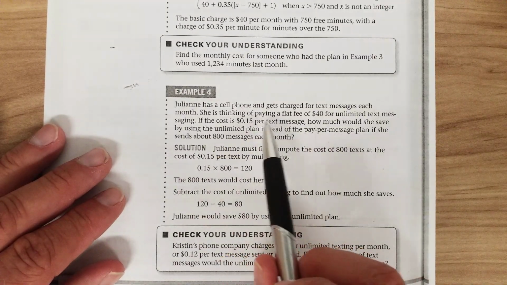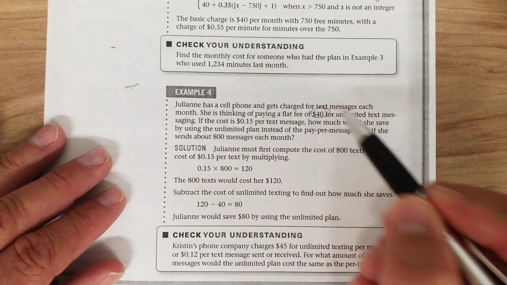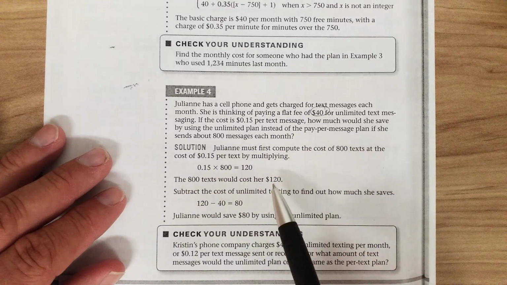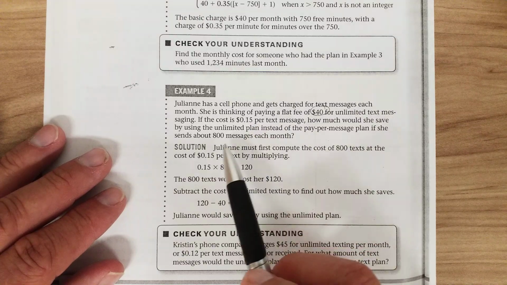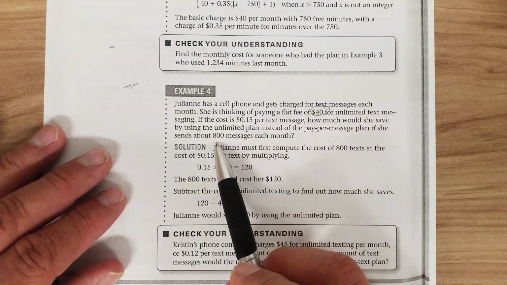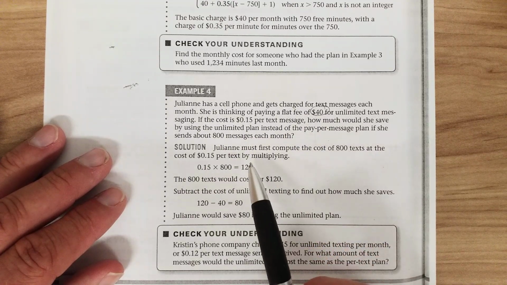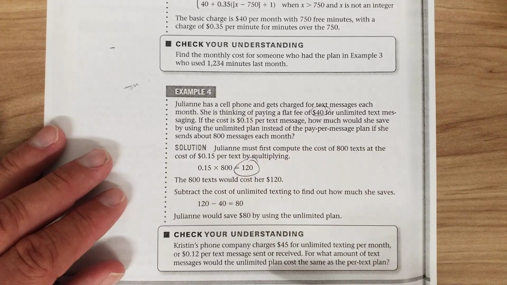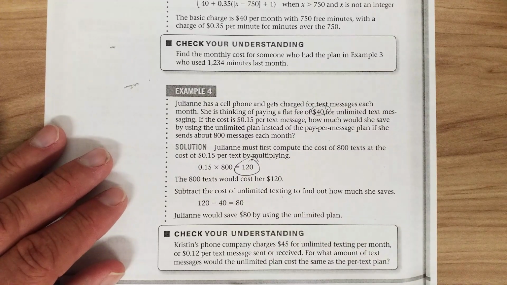So what she's thinking of doing is buying an unlimited plan, $40 for unlimited text messaging. Right now, her cost is 15 cents per text message. So if she sends about 800 per month, the question is how much would she save by going to this flat fee of 40? Well, 15 cents times 800, which is what she's paying now, $120. If she goes with the flat fee of 40, then obviously that would be a savings of $80.